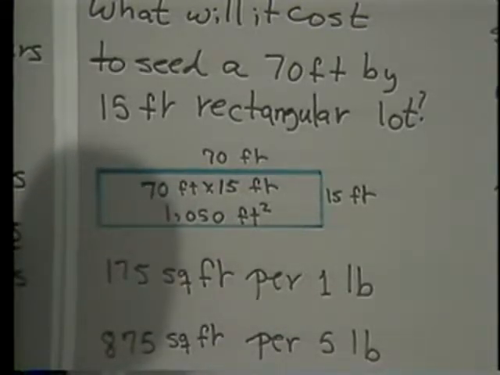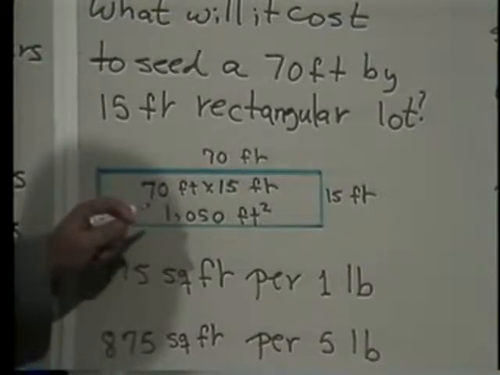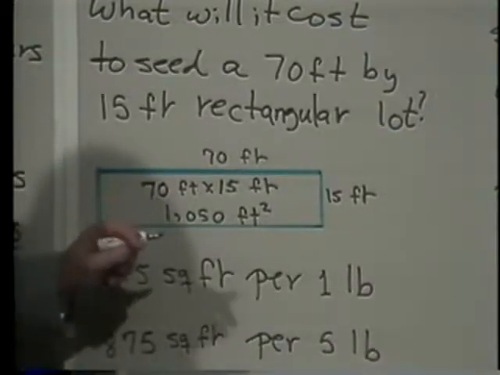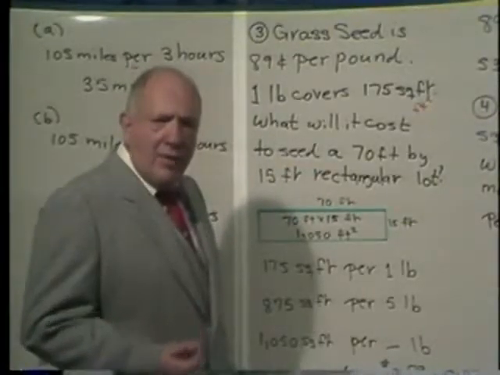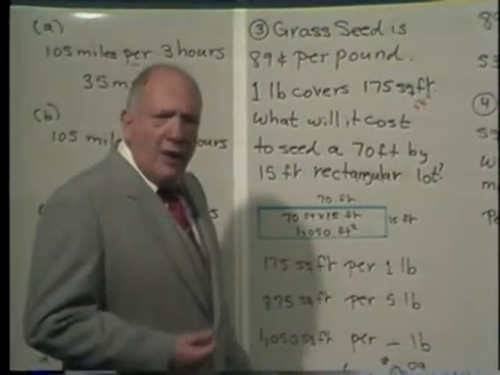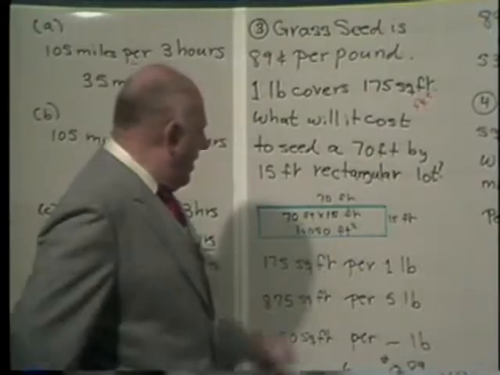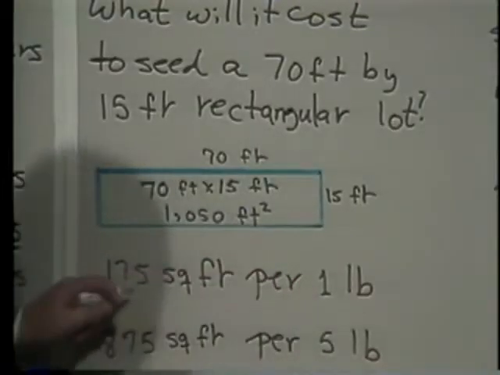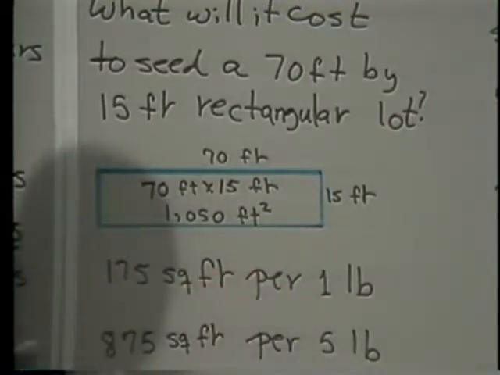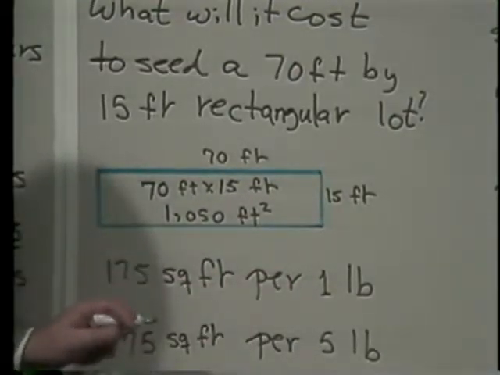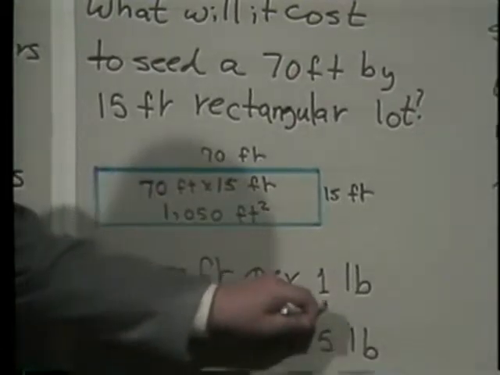So basically, let me see how I tackle this problem. To find out how much it's going to cost me, since I know the price per pound, I should find out how many pounds it's going to take. And the way I'm going to find out how many pounds it's going to take is I know that 1 pound takes care of 175 square feet. So I could start counting by multiples. In other words, if 1 pound takes care of 175 square feet, how much will 5 pounds take care of?